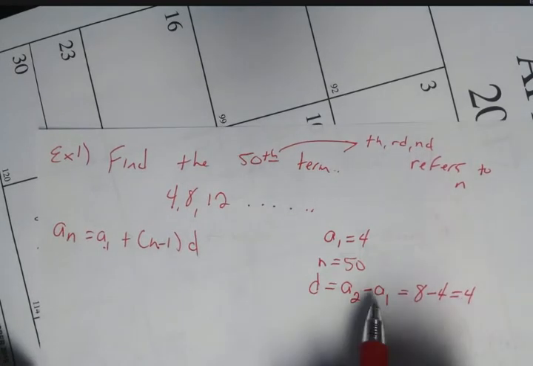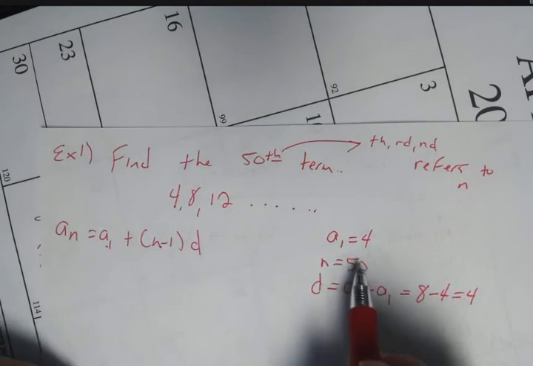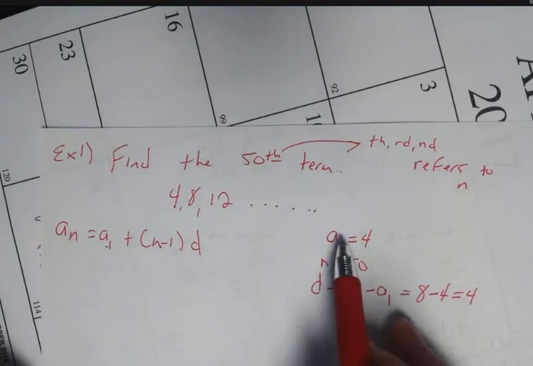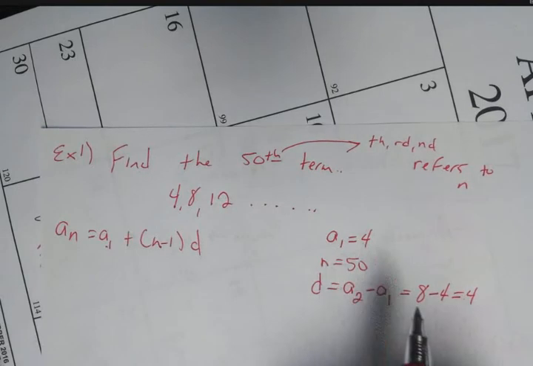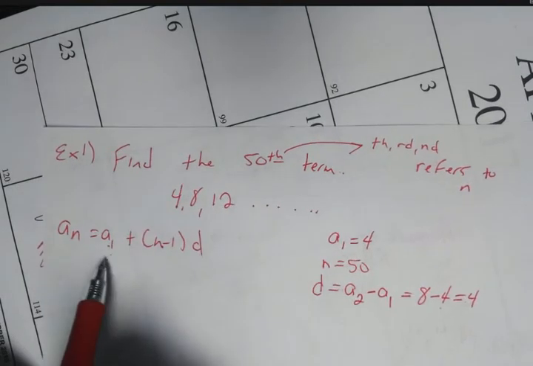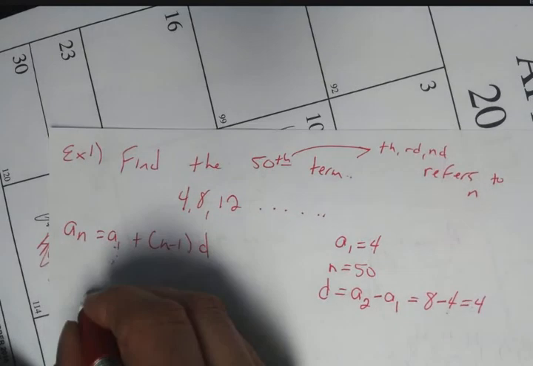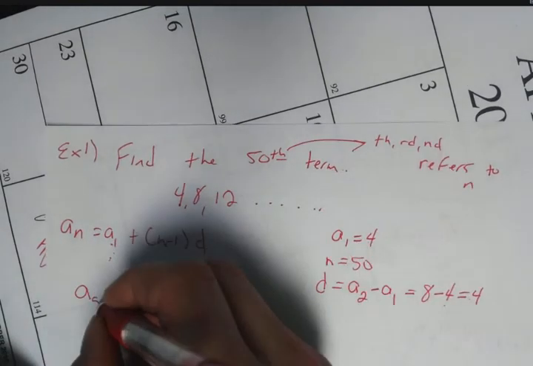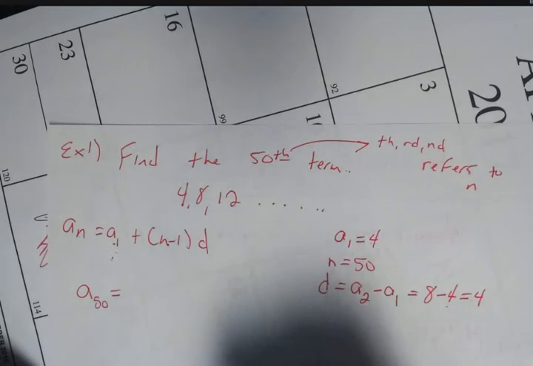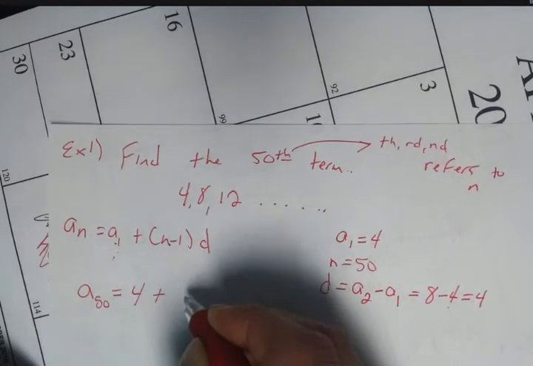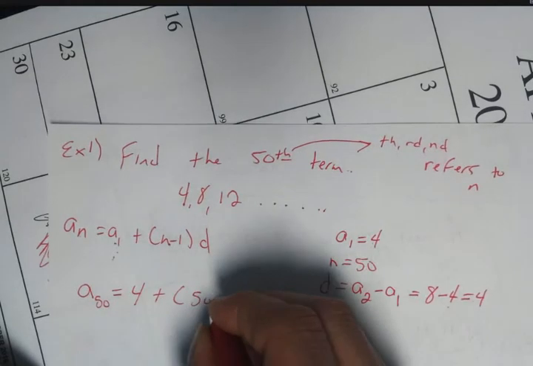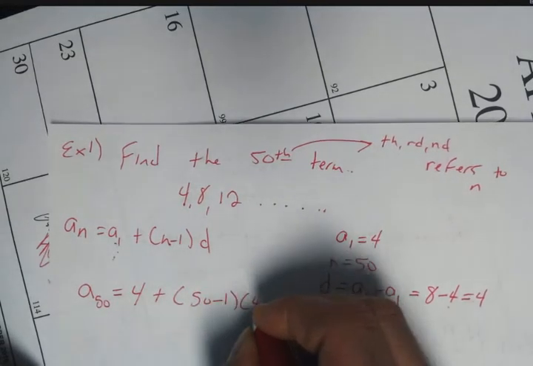So our difference would be 4. Now, once you have these figured out, all we're going to do is take these values for a sub 1, n, and d and substitute those into our formula. So here you see it's a sub n. Well, we know n. That's 50. So a sub 50. We know a1 is 4 plus, and then we have 50 minus 1 times 4.